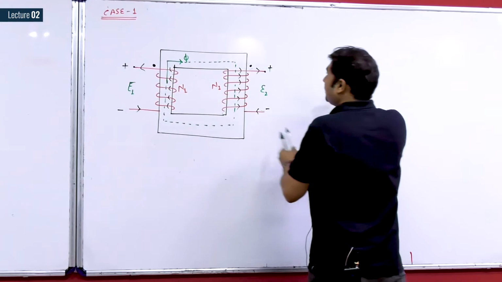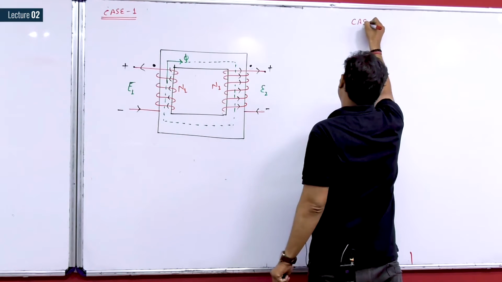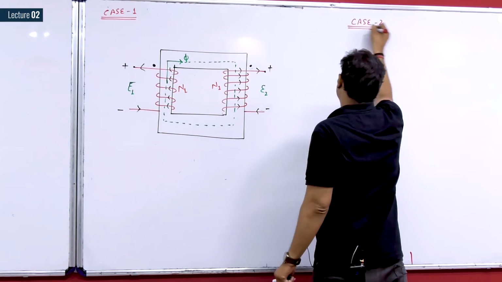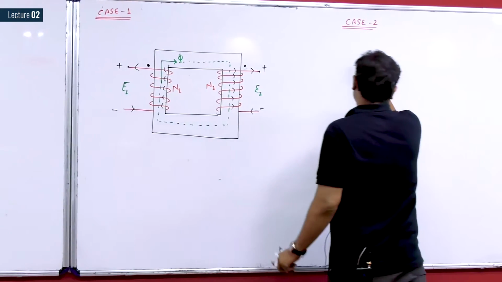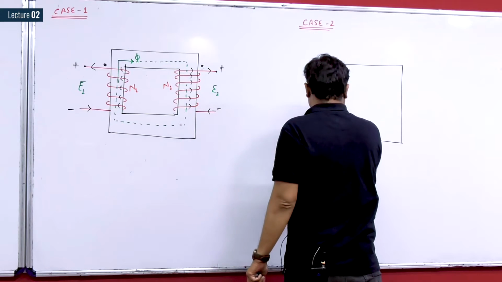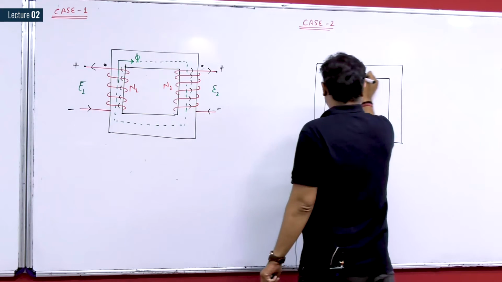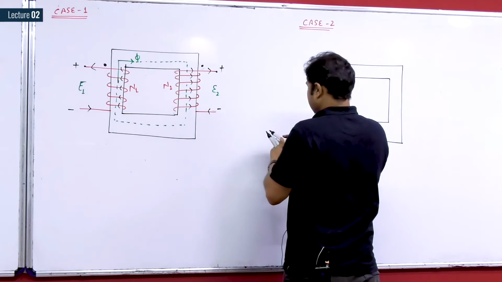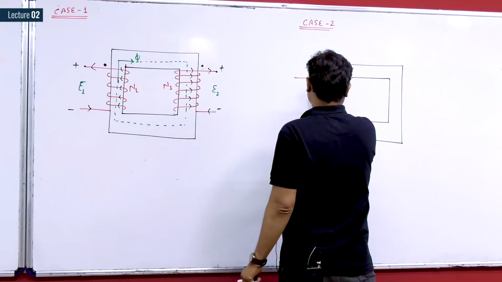Again observe case number 2. Let us suppose we have one ideal core, and on this ideal core the wires are bound in this fashion.